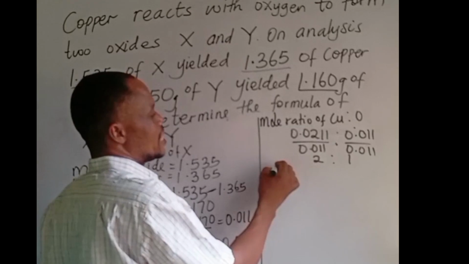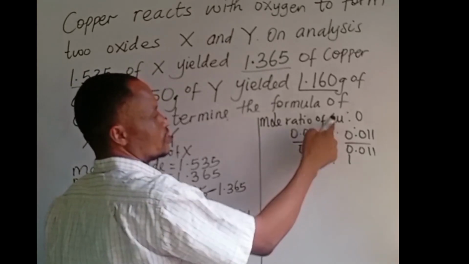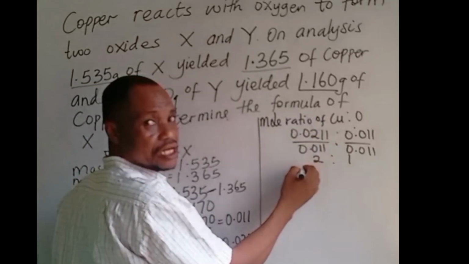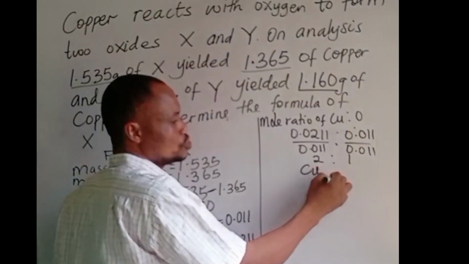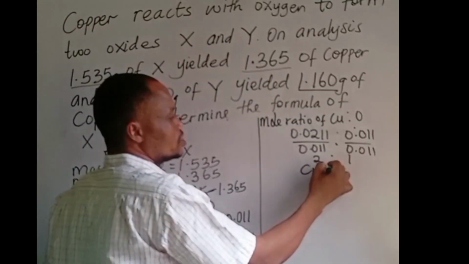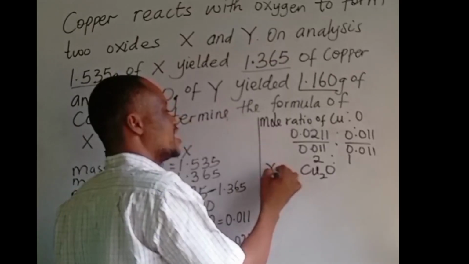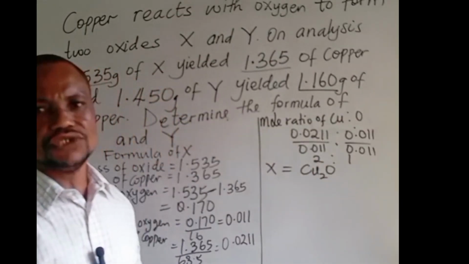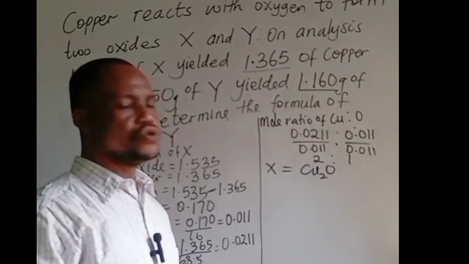So the formula is Cu times 2 is Cu2. Okay? Then O times 1 is O. So the formula for X is Cu2O.